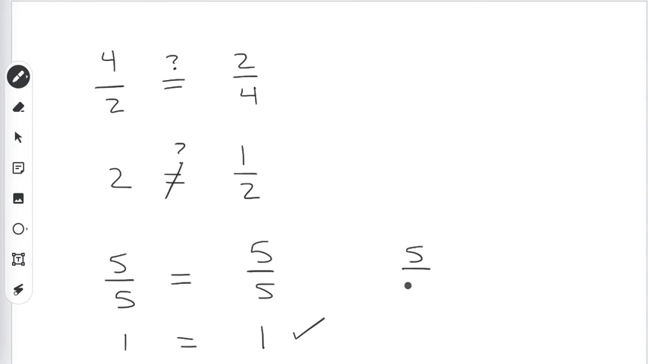So if I had 5 divided by negative 5, I would get the same thing as if I reversed the order and put negative 5 on top and positive 5 on the bottom. I would still get negative 1 is equal to negative 1.